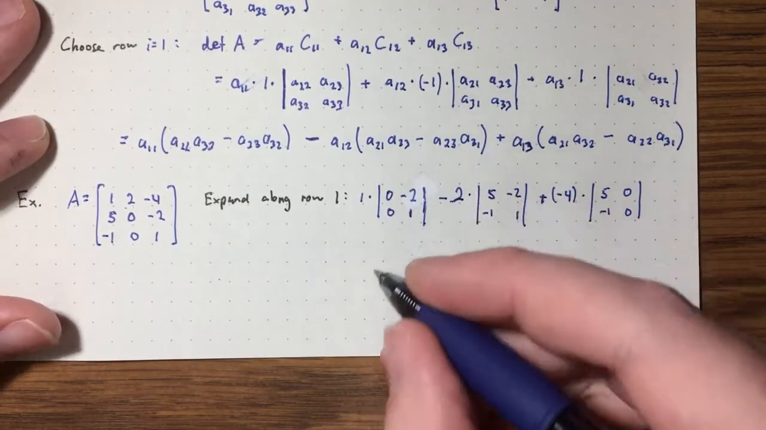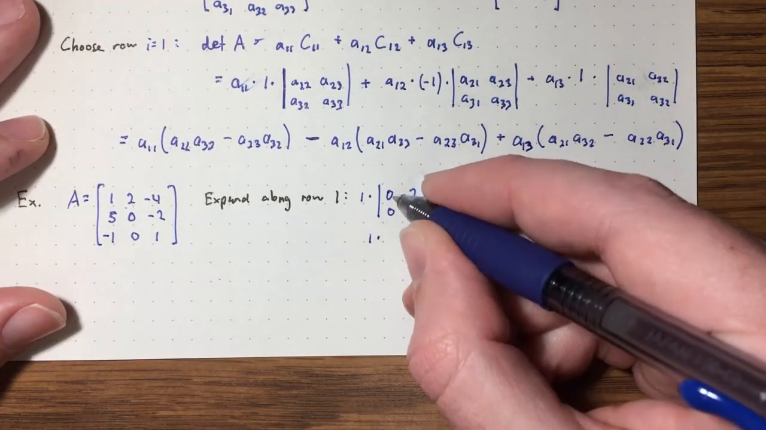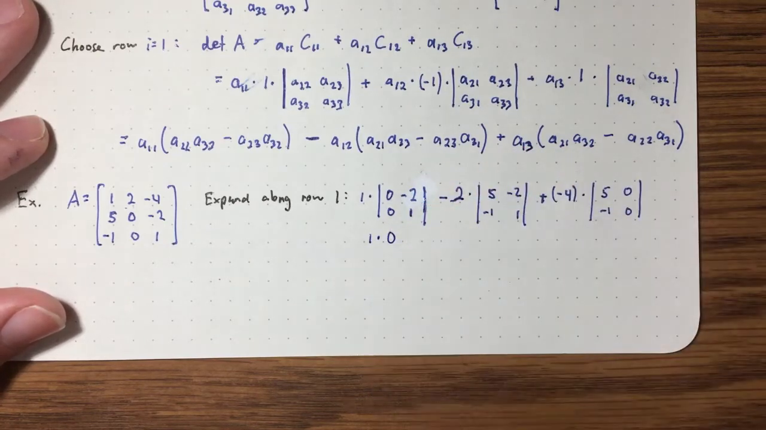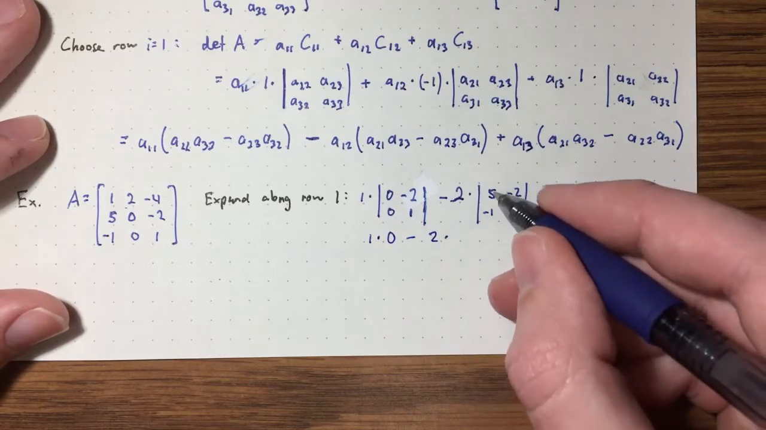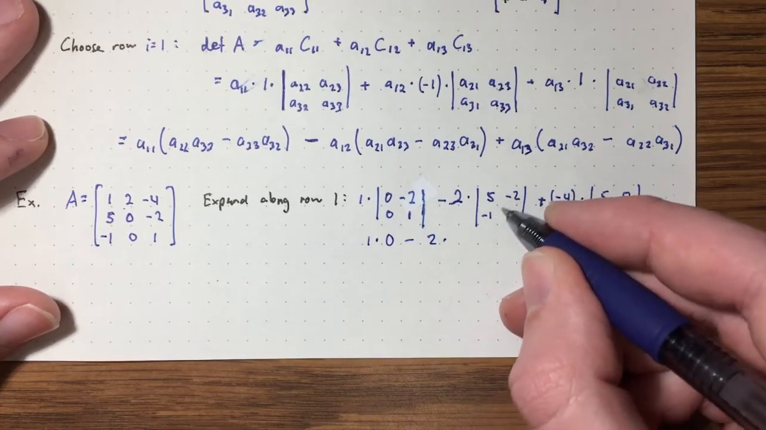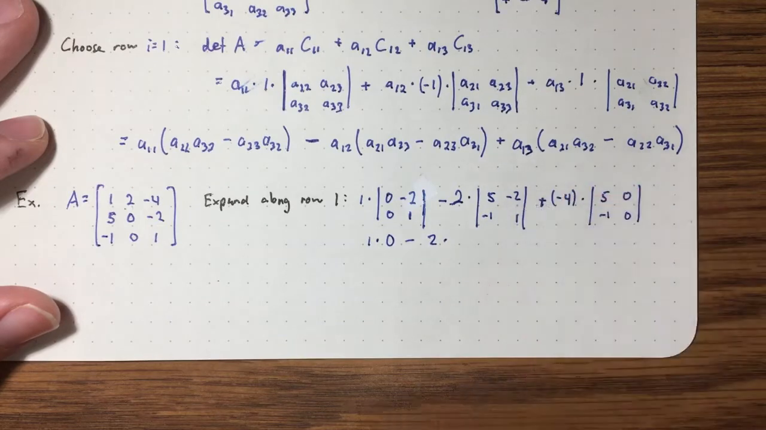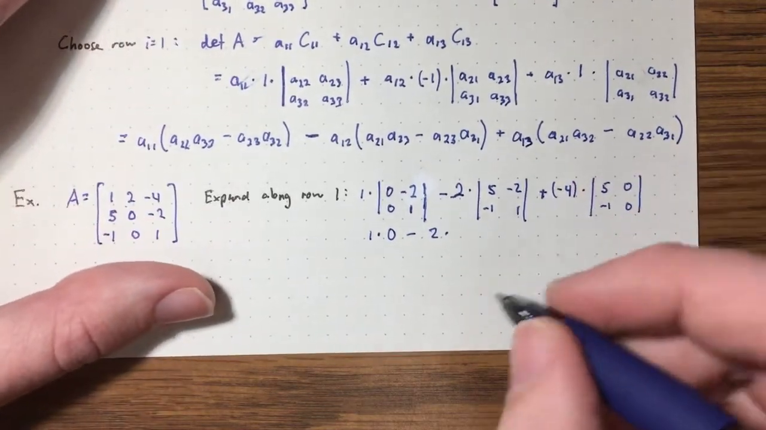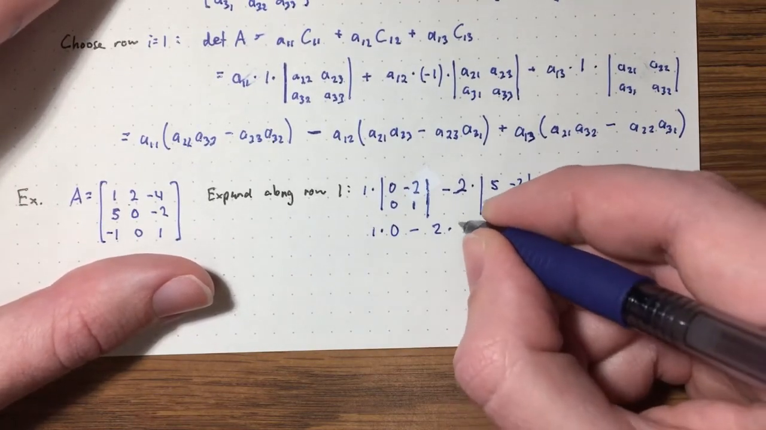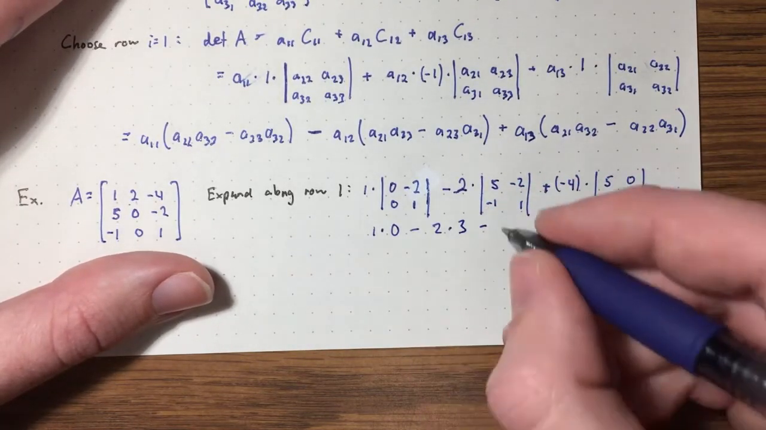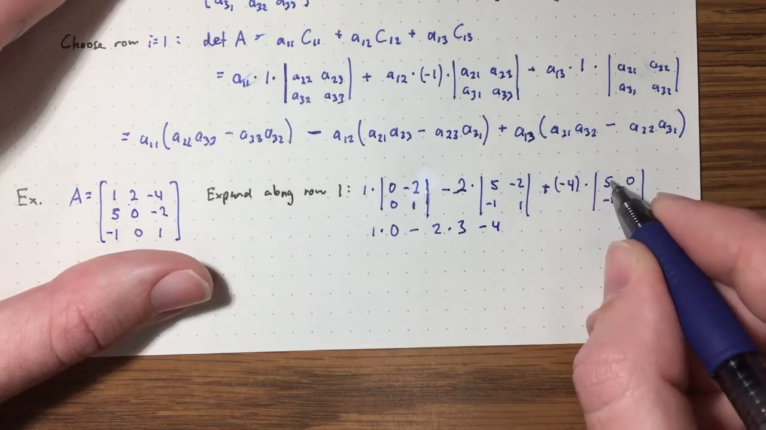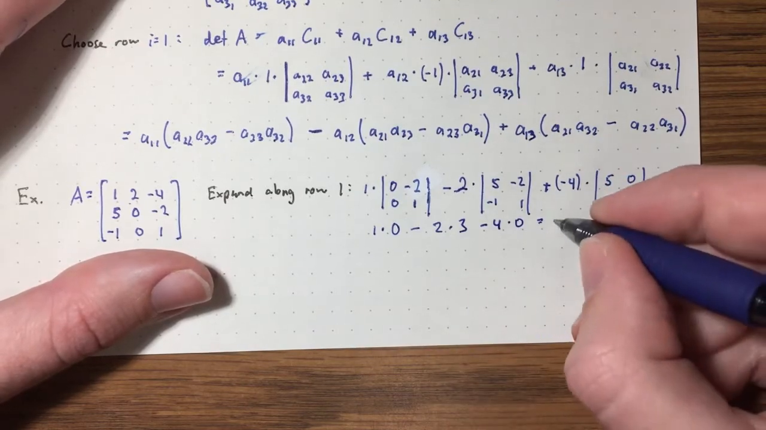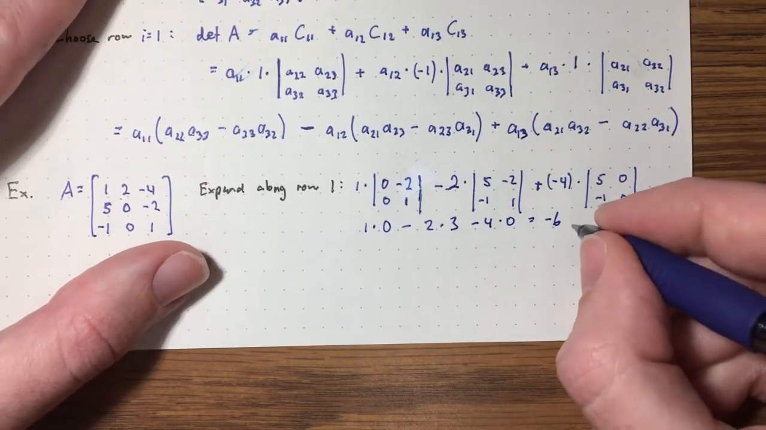Okay, so this ends up being 1 times 0 times 1 minus 0. Yeah, so I have 0 minus 2 times 5 times 1 is 5 minus negative 2, right? Or sorry, minus minus positive 2. So what's that going to be? That's going to be 3. And then I have minus 4, 5 times 0 is 0, minus 1 times 0 is 0. So I'll just be times 0. So what do I get? I guess I just get negative 6 for my determinant.